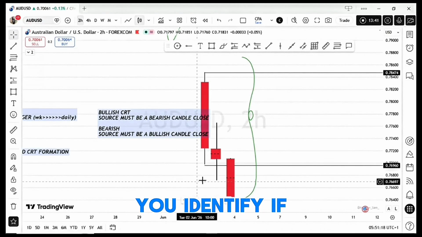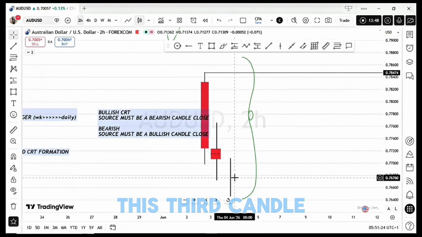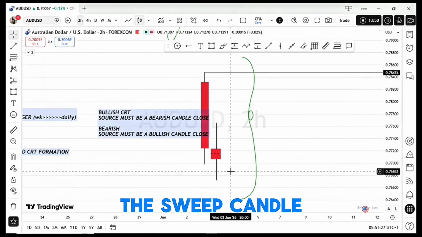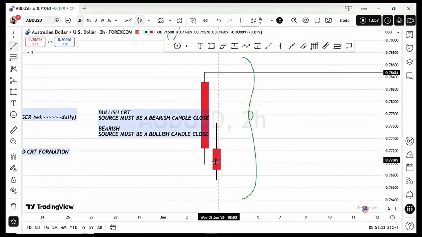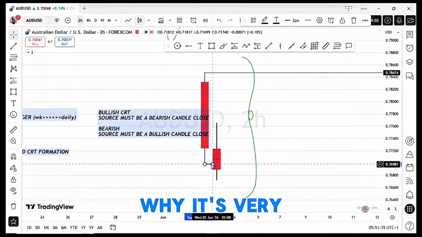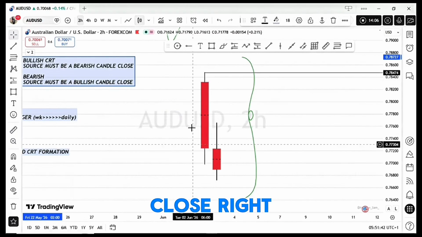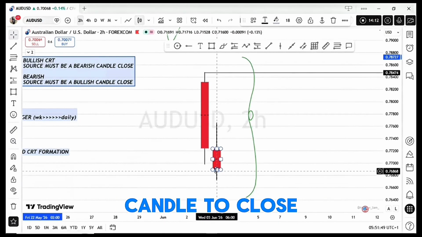This is how you identify if a CRT formation is valid or not. Let's say this third candle, this second candle, the sweep candle, closes with a body below this range, then it becomes invalid. You can't call this a CRT formation, right? So this is why it's very important that you wait for the candle to close, because the candle opened here and it closed here. So you wait for this day candle to close.